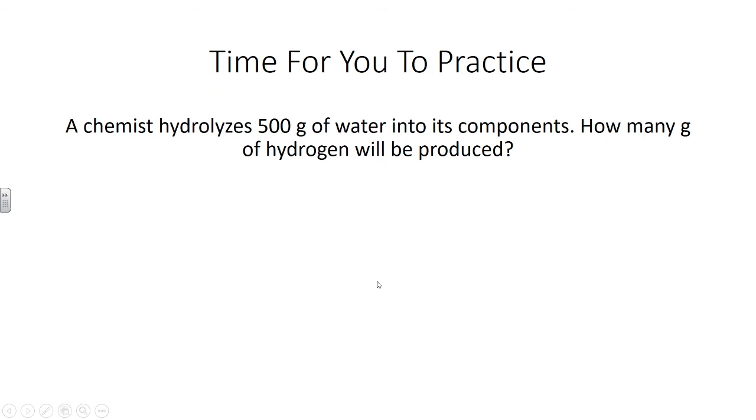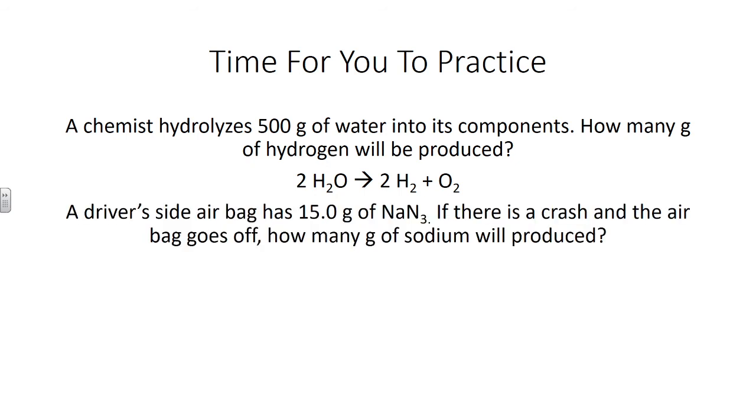A chemist hydrolyzes 5 grams of water into its components. How many grams of hydrogen will be produced? And there's the equation for you. Okay, a driver's side airbag has 15 grams of sodium azide. If there's a crash and the airbag goes off, how many grams of sodium will be produced? There's the equation for you.